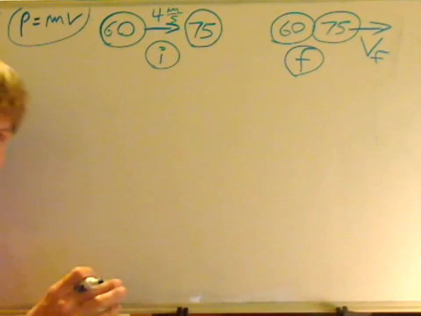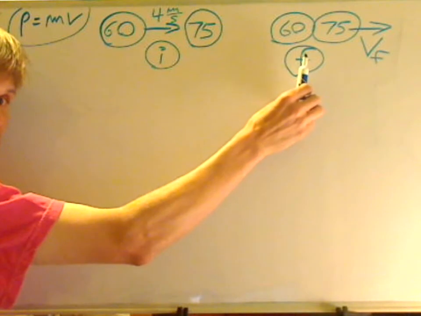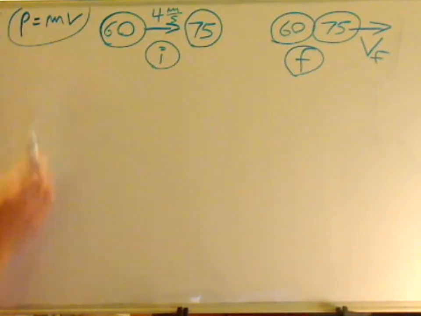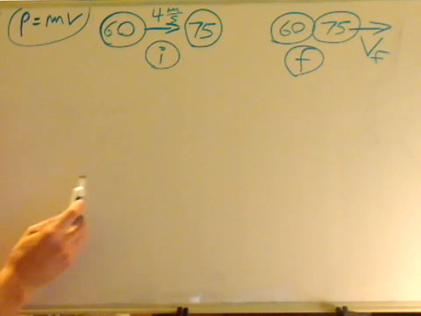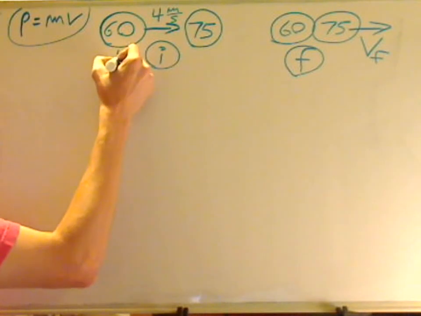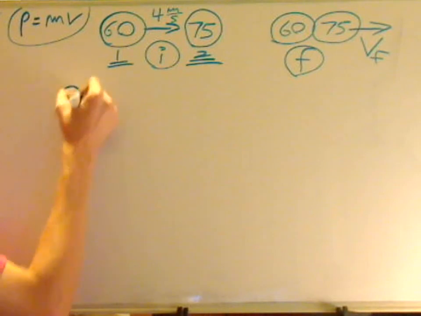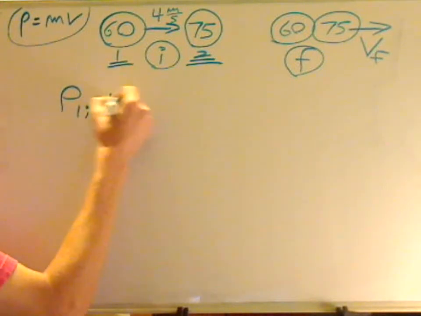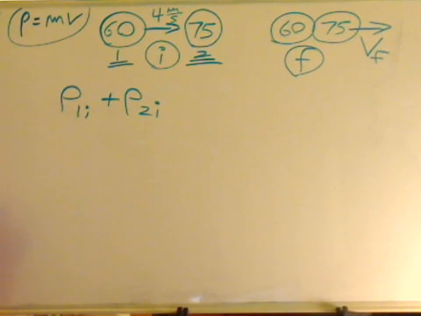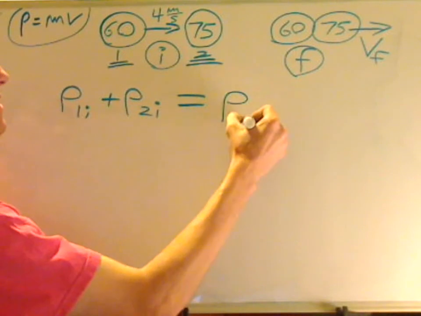Now conservation of momentum says our initial momentum has to equal our final momentum. The momentum of any object is the mass times velocity. So therefore, we'll call this one skater 1 and this one skater 2. The initial momentum of skater 1 plus the initial momentum of skater 2, that's our initial momentum of our system. And that has to equal the final momentum of our system.